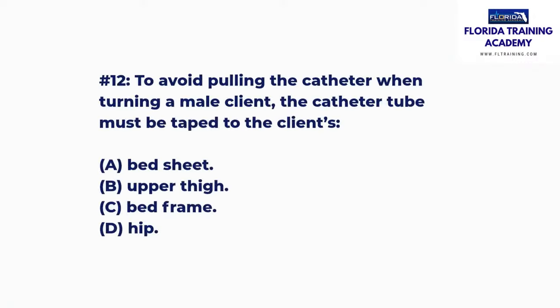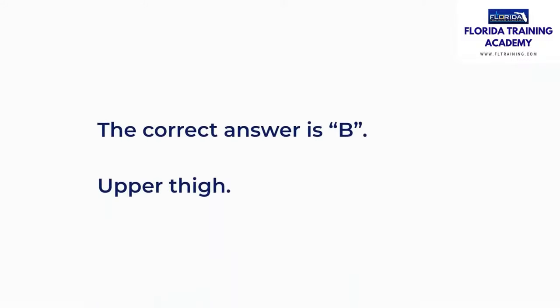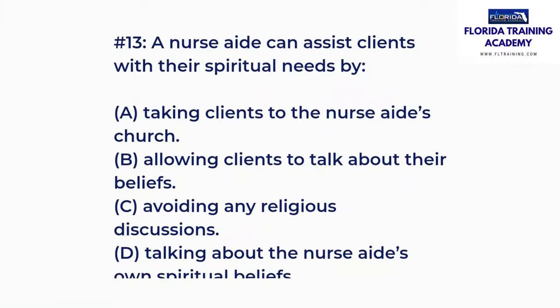Number 12. To avoid pulling the catheter when turning a male client, the catheter tube must be taped to the client's A. Bed sheet. B. Upper thigh. C. Bed frame. D. Hip. The correct answer is B. Upper thigh.